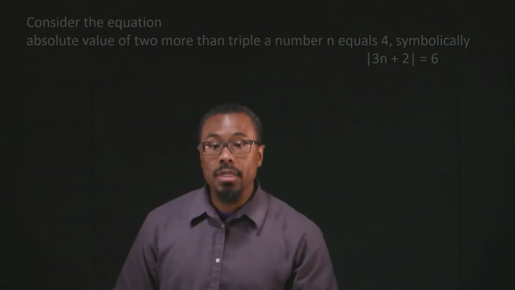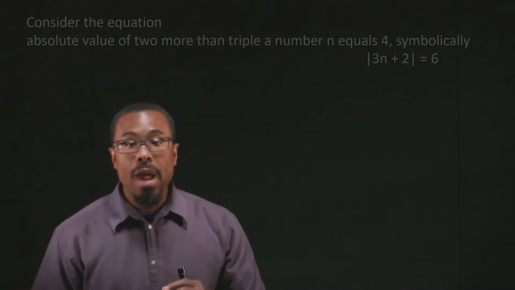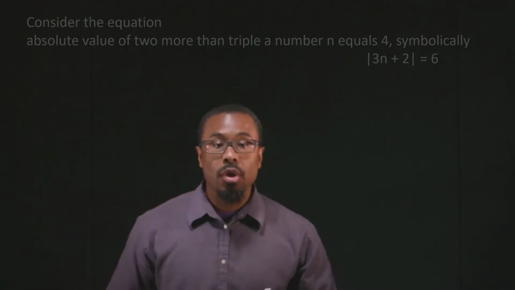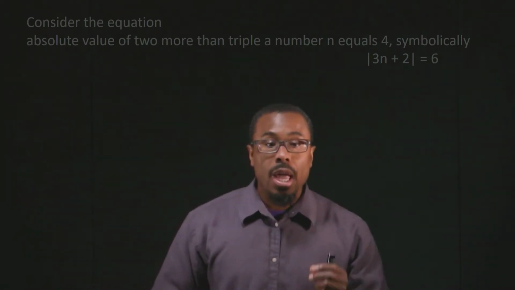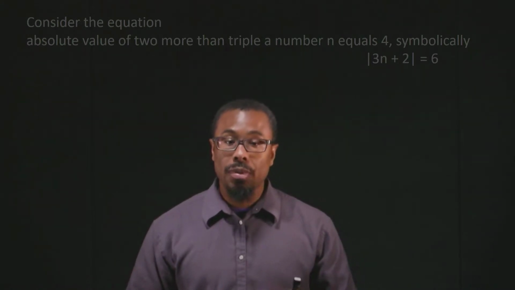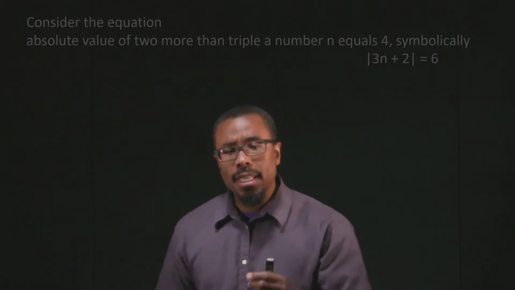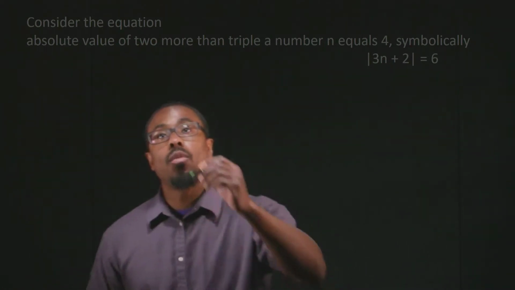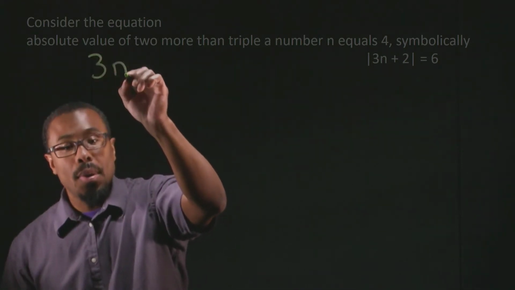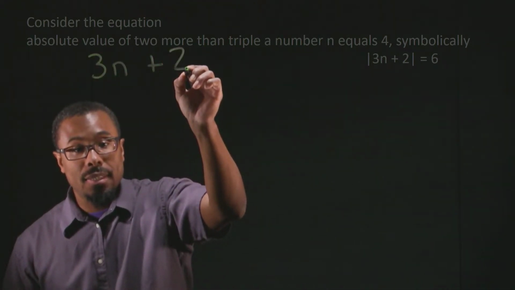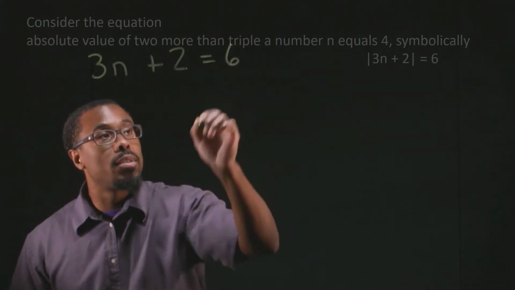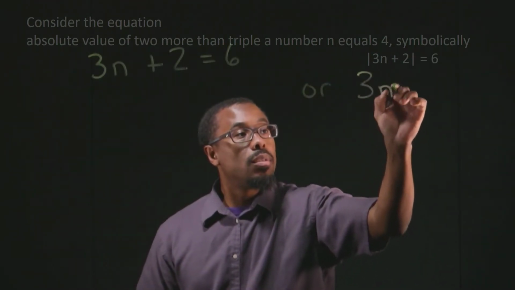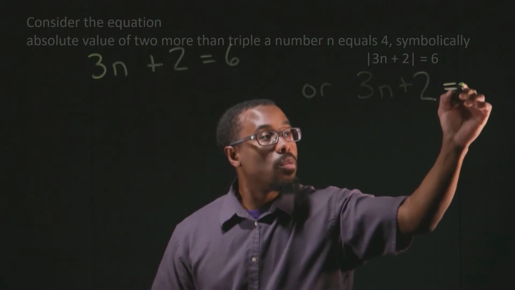For our next example, we consider the equation, the absolute value of 2 more than triple a number equals 6. Symbolically, we write the 2 bars to represent the absolute value, and we put 3n plus 2 in the middle, equals 6. What is 6 units away from 0? That would be 6 or negative 6. Thus, what's inside the absolute value must be 6 units away from 0. So 3n plus 2 equals 6, or 3n plus 2 has to equal negative 6.